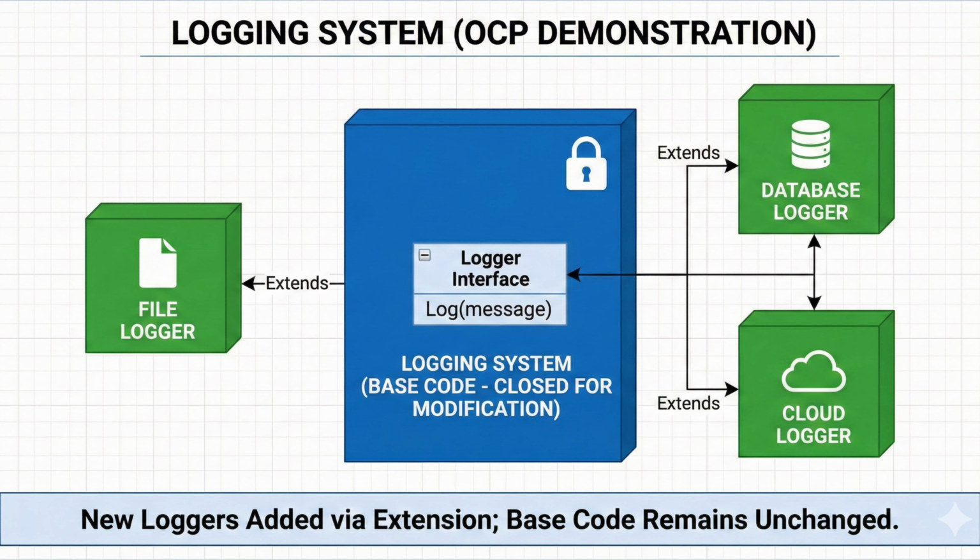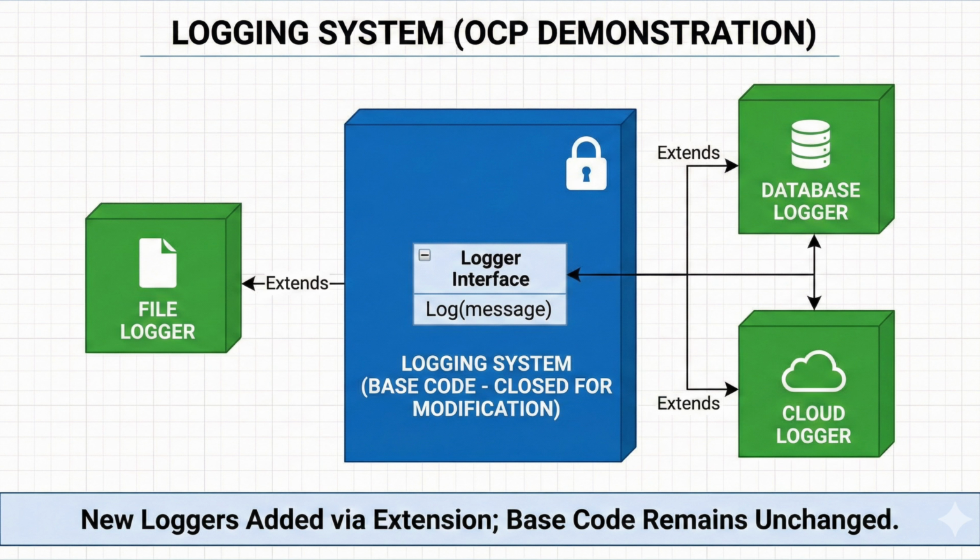Now look at the loggers around it. We can have a file logger, a database logger, and a cloud logger, and each one simply extends the logger interface and implements its own logging mechanism. If tomorrow the project requires a new type of logger, like an email logger or monitoring logger, we don't modify the original logging system. We simply create a new class that implements the same interface. This way, we are adding new functionality through extension, not modification, which perfectly follows the open-closed principle.